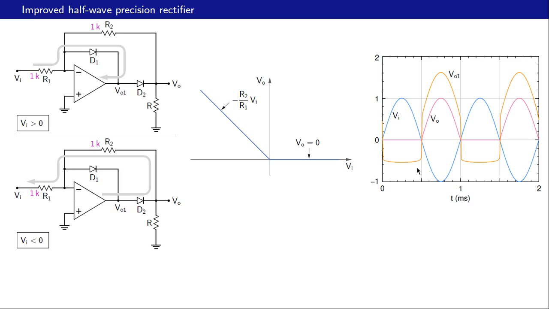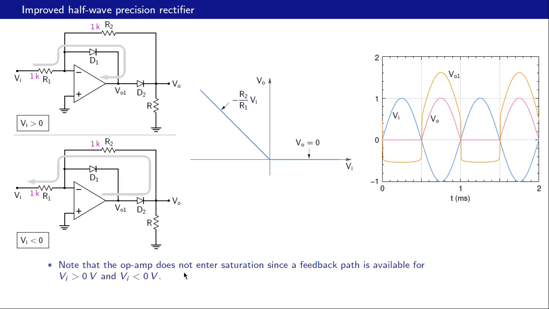What about Vi negative? We have this situation now, and then VO1 is VO plus V on of D2, and that is what we observe over here. And in either case, the op-amp does not enter saturation since a feedback path is always available. Here is the circuit file for this simulation.